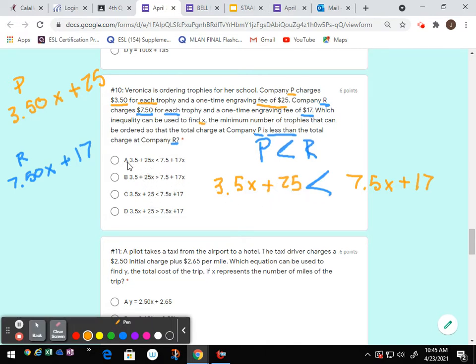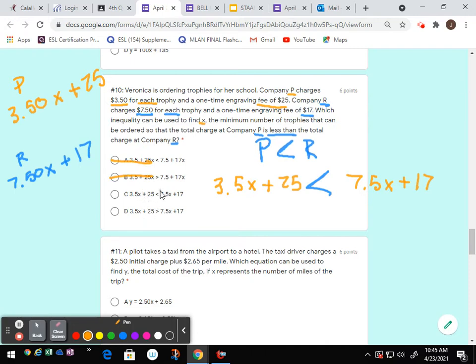Now we can go ahead and knock out A and B because we see that 3.5 doesn't have the X attached to it. Now we have to remember it's $3.50 per trophy. It's saying here that it's $25 per trophy plus a one-time fee of $3.50 for A and B. So we can go ahead and get rid of those two.